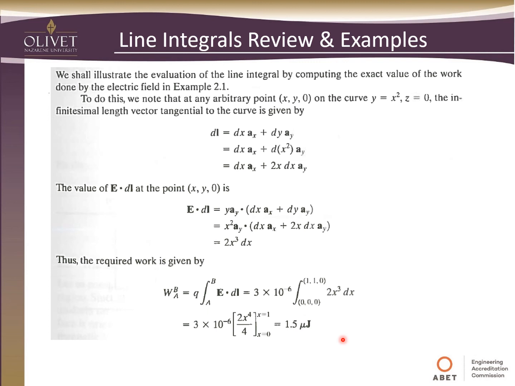So if we remember before, when we evaluated as line segments, we got 1.3 microjoules, and that's just an approximation, whereas here this should be exact. So you can see it's pretty close, and if we were to keep dividing that up, so instead of 10 segments, say 100 segments, and then 1,000 segments, that answer would approach this answer, which we know from calculus is exact.